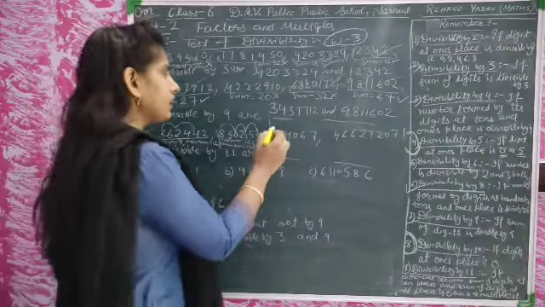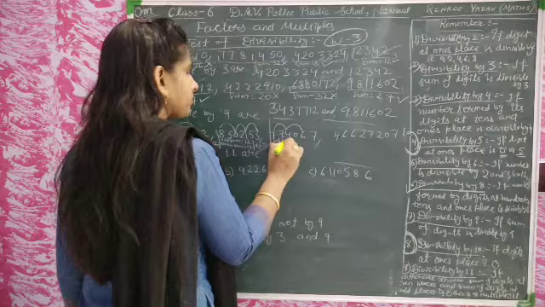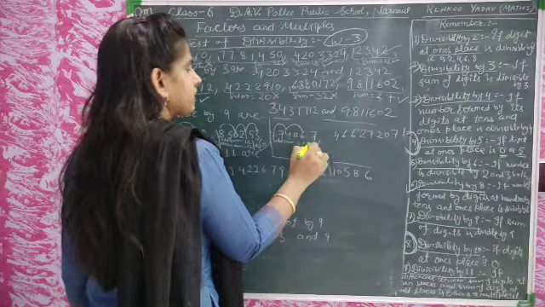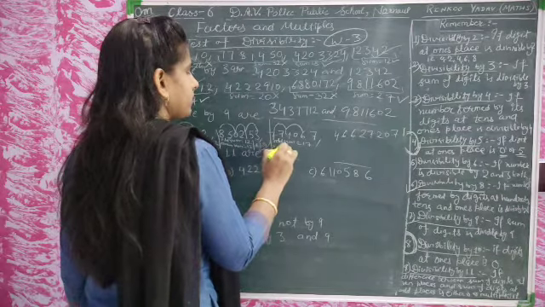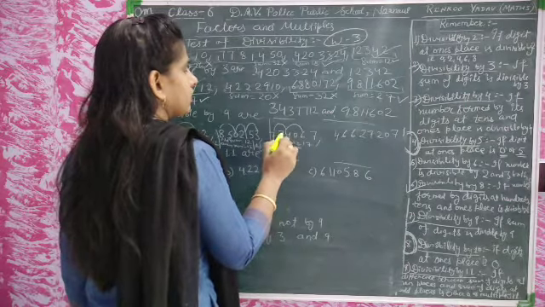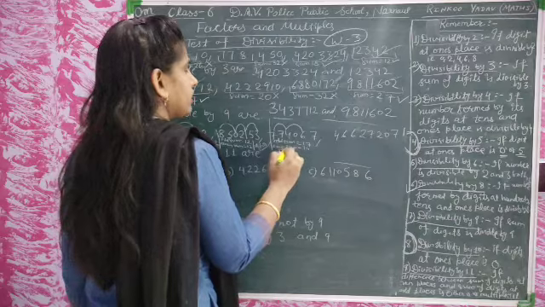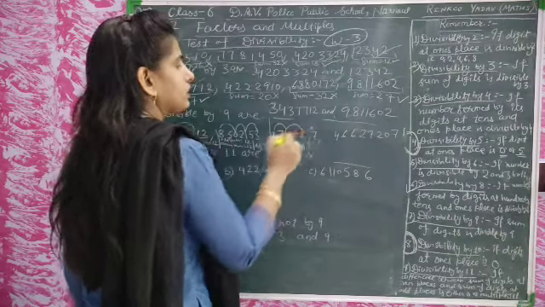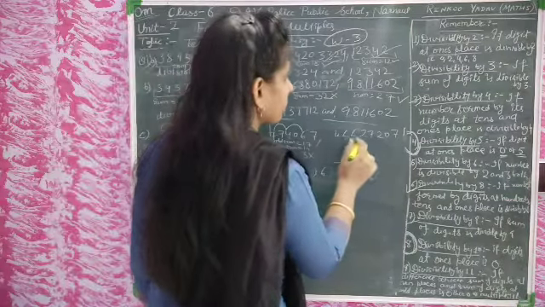Now again check their odd digits. Odd sum is 7 plus 4, 11. 11 plus 6, 17. And even digits. Even sum is 7 plus 0 plus 7. 7, 7, 14. And their difference is 3. Not divisible by 11. It means this is not divisible by 11. Now again check this number.